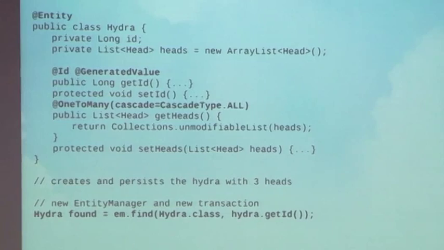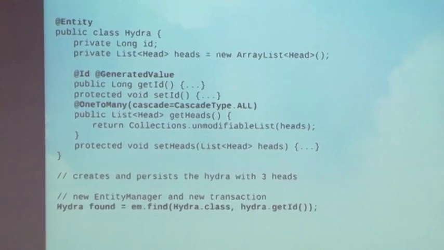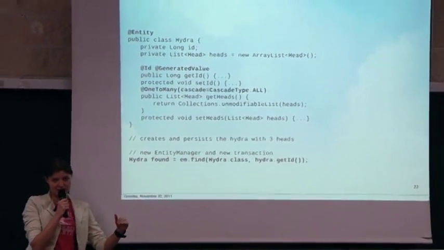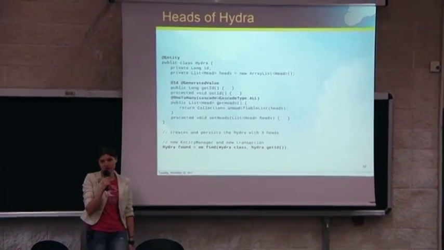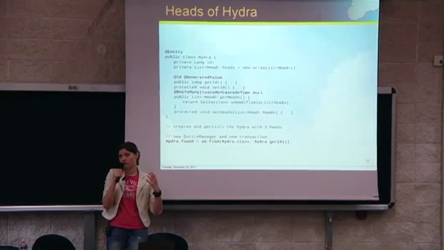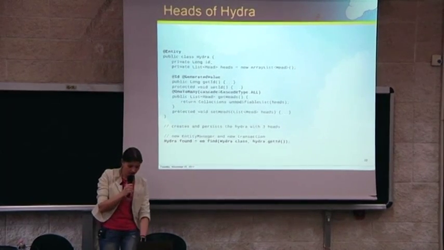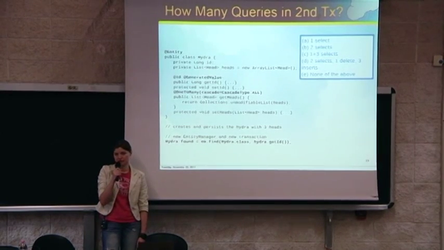And what happens when we, in the first transaction, create and persist the Hydra with 3 heads, and in the second transaction, in a completely new entity manager and completely new transaction, we just retrieve our Hydra object. How many queries are performed in the second transaction?